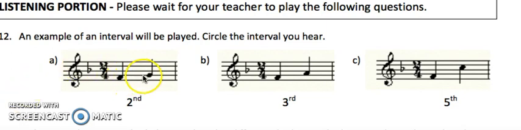Obviously, the interval of a second is right next to each other, so of the three it sounds the closest together. Do, re, that's do and re. A third is just a little further, do, mi, and the fifth is the furthest of the three, do, so. So on the piano, I'm going to practice playing these for you.